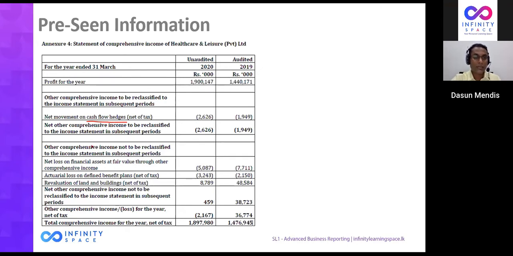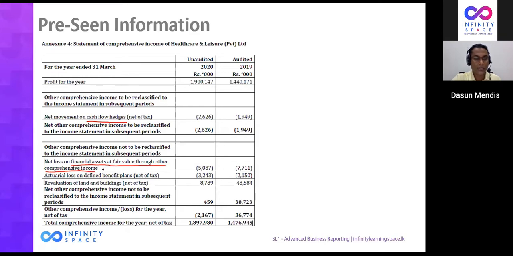Then the other comprehensive income items which will not be reclassified to the income statement in a subsequent period. Under that, you have three items actually. One is the net loss on financial assets at fair value through other comprehensive income. You measure the financial assets at fair value through other comprehensive income, and the value changes are taken to other comprehensive income.